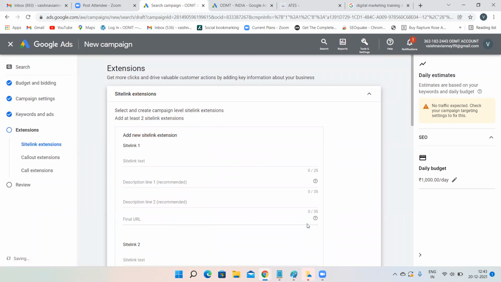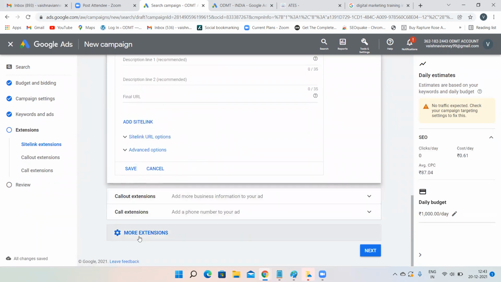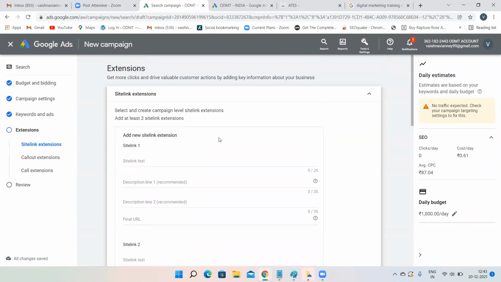Here comes the extension. See, Sitelink. Then if you want to add more extensions, you can click on more extensions. Callout is there, call is there. Now today we will learn 4 extensions. Those four extensions are enough. No need to go for many more extensions.